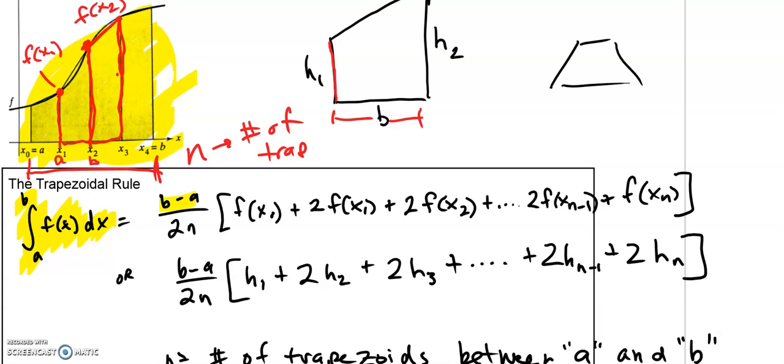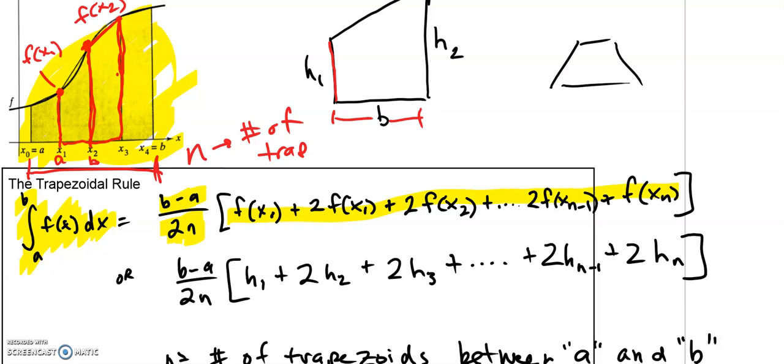So here's your b minus a. That is the height of every single trapezoid, over the 2n. So with the trapezoid, it was always divided by 2. It was the sum of base 1 plus base 2 all over 2. And then the n is just the number of trapezoids that you have in there. So if you have 12 trapezoids, it's over 2 times 12. And then all of this represents your heights.